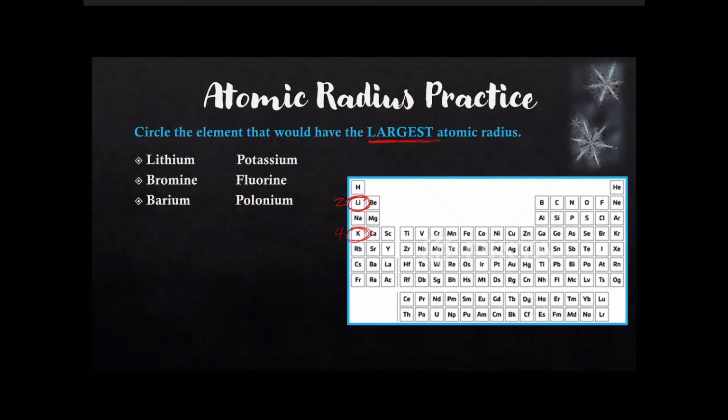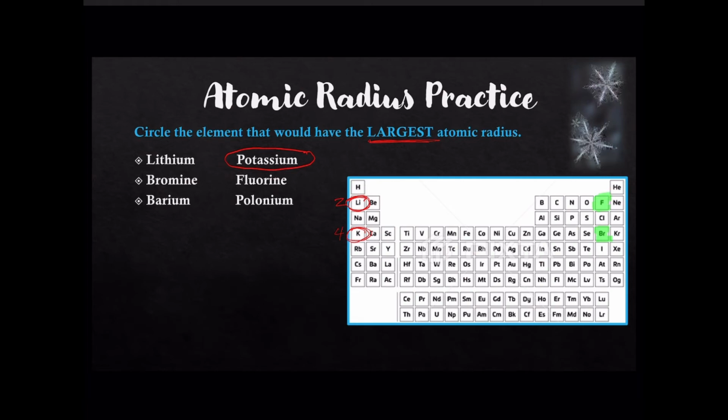So which one's larger? Can you see that because potassium is in period 4, it has 4 energy levels, so that's why potassium would be considered a larger atomic radius? Let's look at bromine and fluorine for our next example. Bromine and fluorine are located in the halogen family.